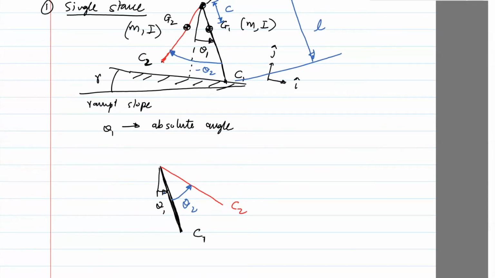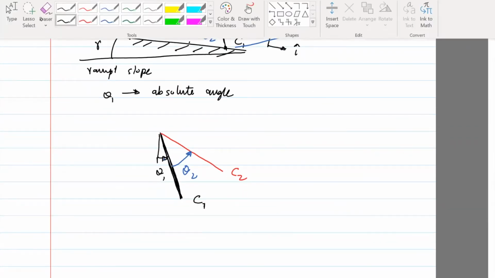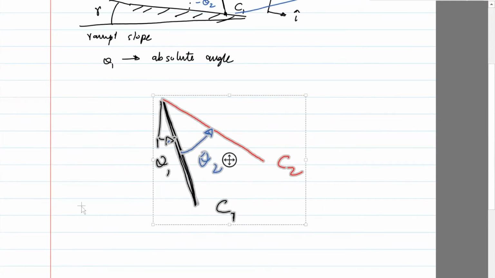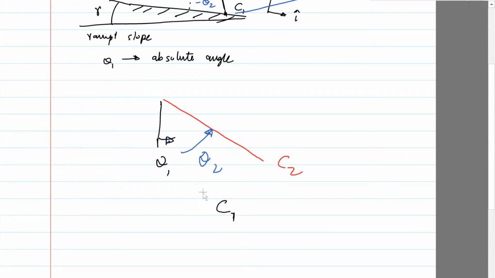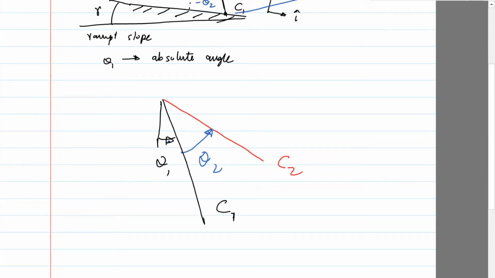Okay, so let me redraw that here. Let me just zoom this a little bit. Okay, so let's put G1 here, G2 here, H here. Okay, so I think we are ready to start the derivation.